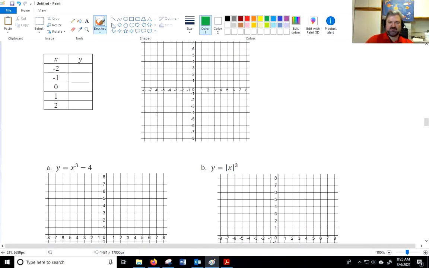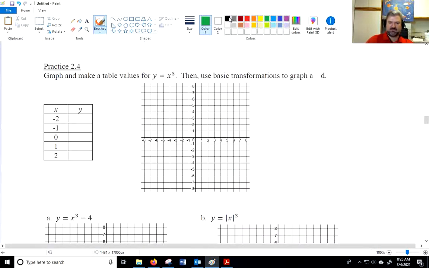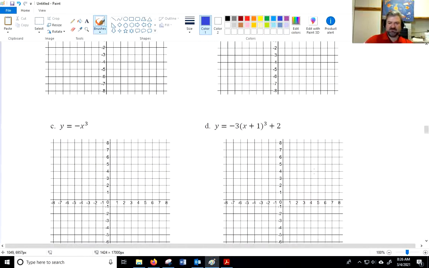All right, let's also do x cubed. We looked at that briefly in the last unit, but I think it's worth reviewing as we're going over cube root. So -2 cubed is -8, -1 cubed is -1, 0 cubed is 0, 1 cubed is 1, and 2 cubed is 8. Let's plot these points: 0, 0, 1, 1, 2, 8, -1, -1, -2, -8. There's my parent function. Okay, if you haven't already, go ahead and pause the video and please complete these transformations.